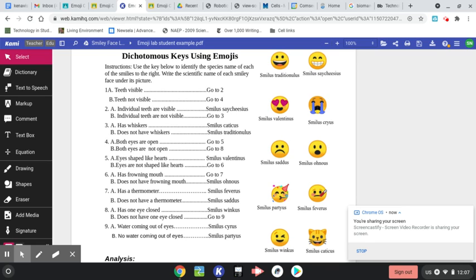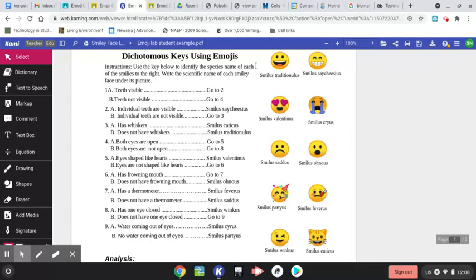This video explains how the emoji dichotomous key was to be completed. The first part was being able to use dichotomous keys. The directions tell you to name each smiley face under its picture. These names were not here originally. You were just seeing the pictures, the emoji icons.